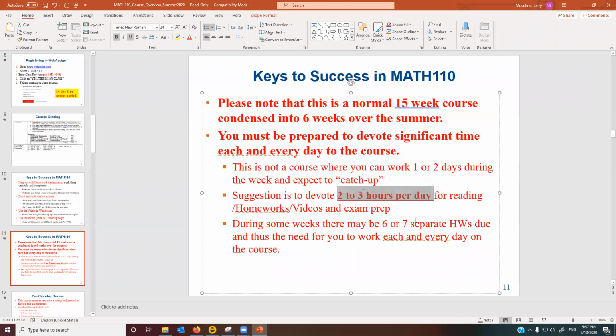During some weeks, you're going to see that there are 6 or 7 separate homeworks due. So it'd be a good idea there to break it up and maybe try to do 1 homework per day during the week. Okay, again, please don't procrastinate or leave the homeworks until Saturday or Sunday, because you'll definitely run out of time.